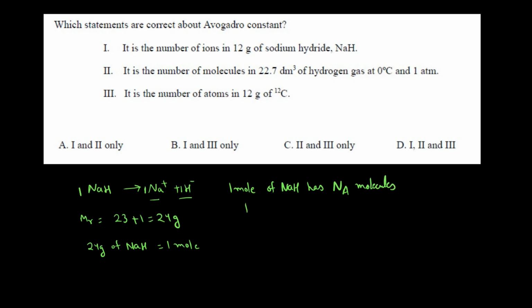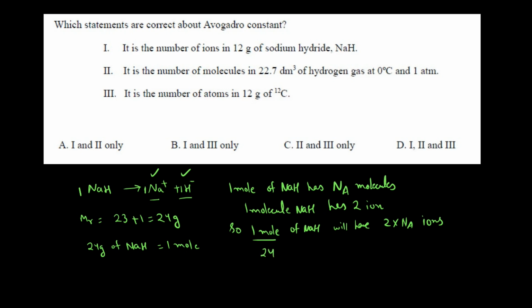right? And 1 molecule of sodium hydride has how many ions? 2 ions, right? So I say 1 mole of sodium hydride will have 2 times Avogadro number of ions, right? And what is 1 mole? 1 mole is 24 grams of sodium hydride, which will have 2 times Avogadro number of total ions, right?